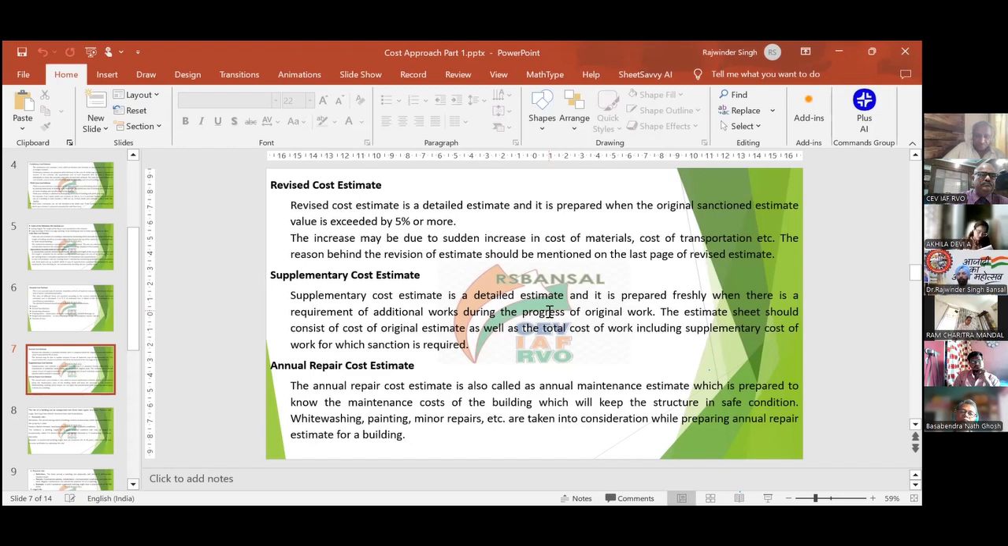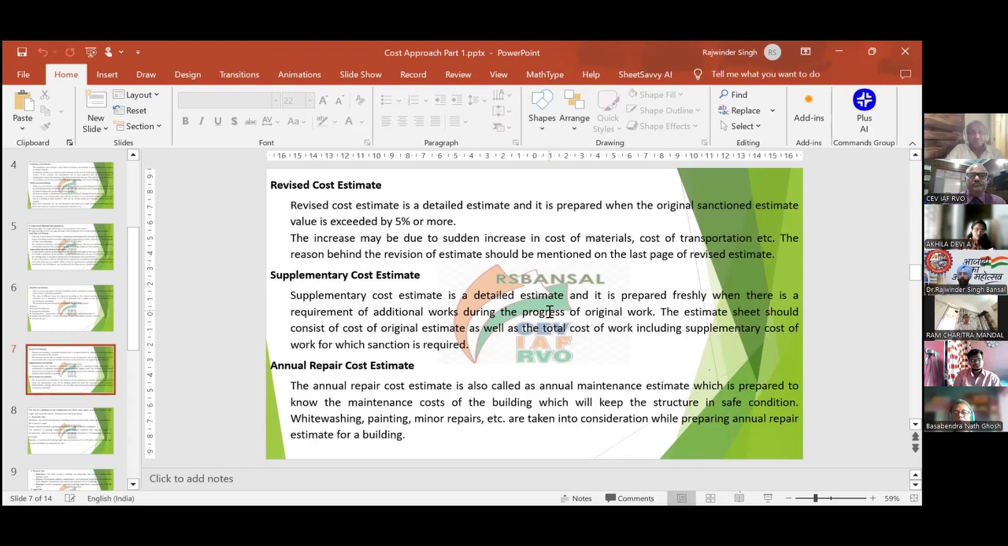So if during the execution of the project, it comes into your consideration that some other infrastructure, some other additions have to be done in the project which were not there in the initial stage, for that additional work, you need to prepare a supplementary estimate to get it sanctioned from the competent authority.